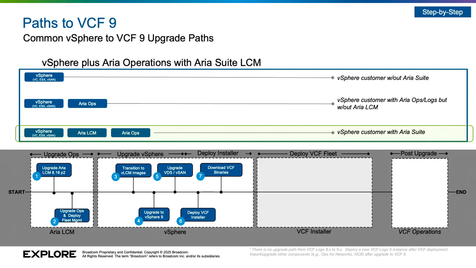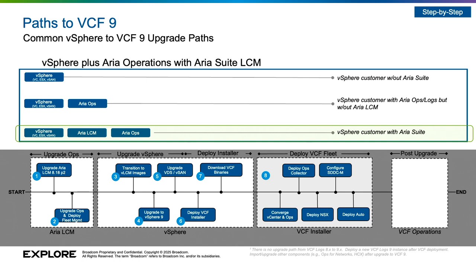Now we're going to shift over to the VCF installer, and we're going to use the VCF installer to build our VCF fleet using our existing vCenter and our existing ops. So I'm going to go ahead now, and I'm going to do all this. Notice step 8 includes a lot of things because that installer is doing a lot of things behind the scenes. It's going to take our vCenter and our ops and make a VCF instance, a VCF fleet. And we're going to call that converge.